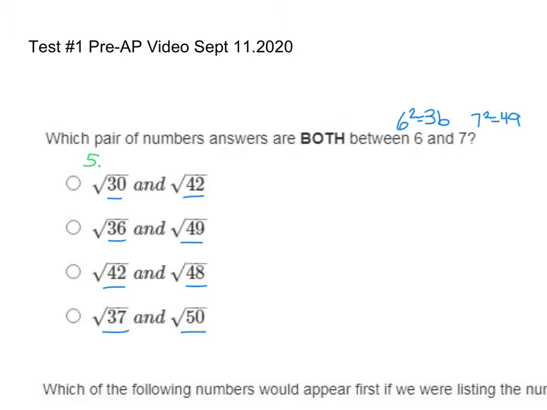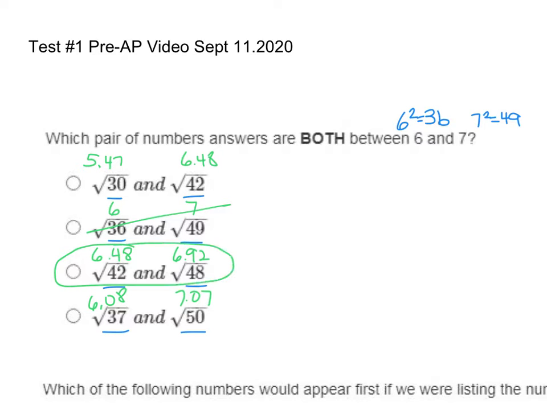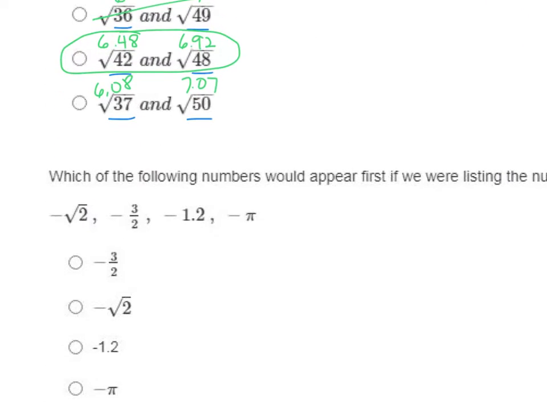So this would come out to be 5.47, 6.48. This one's 6 and 7. It doesn't want to know which ones are between. So it's not that one. The next one we have is 6.48 and 6.92. And the last one we have 6.08 and 7.07. So looking at those 3 remaining answers, the one that is between 6 and 7 is that answer choice. All right, so let's move on to the next one.